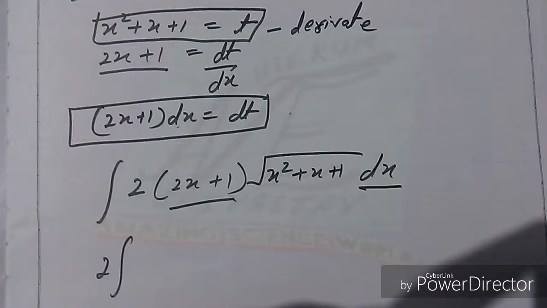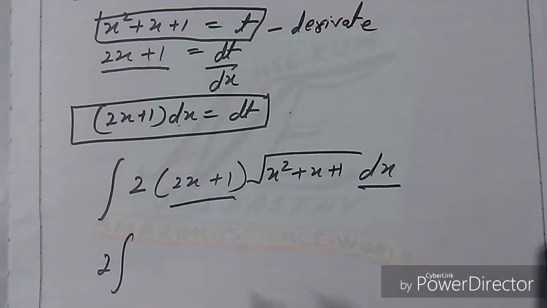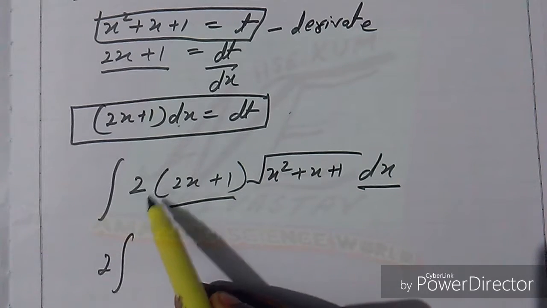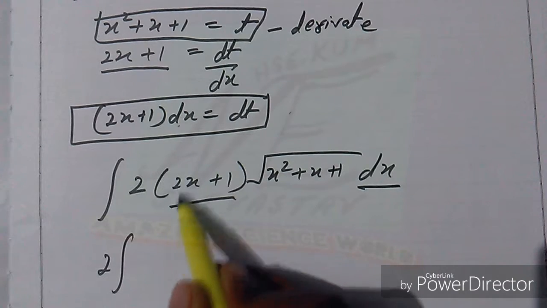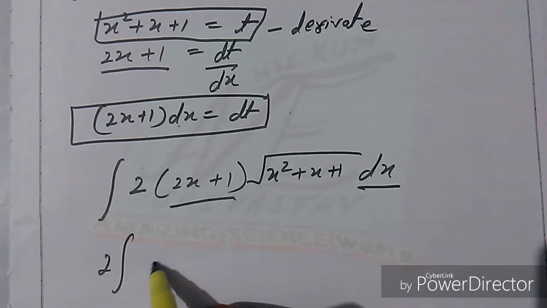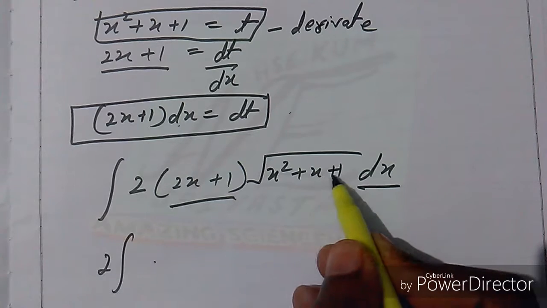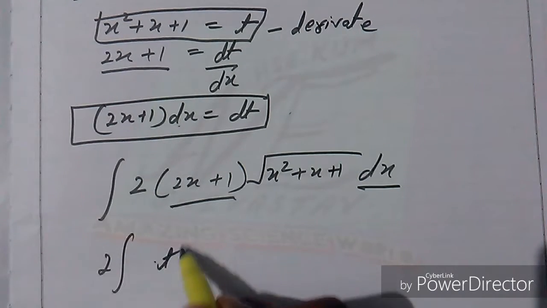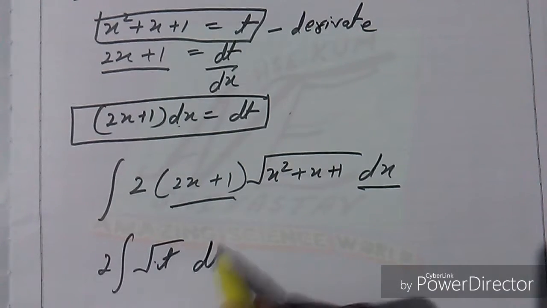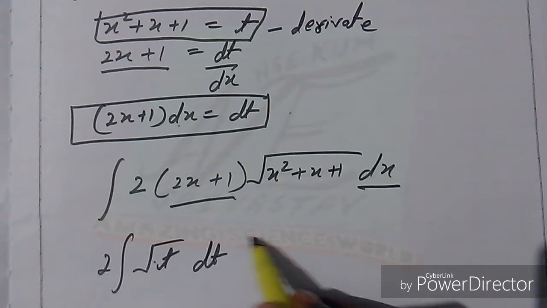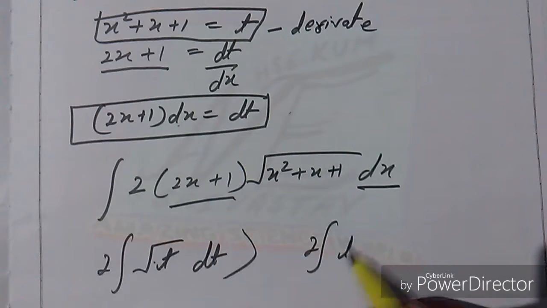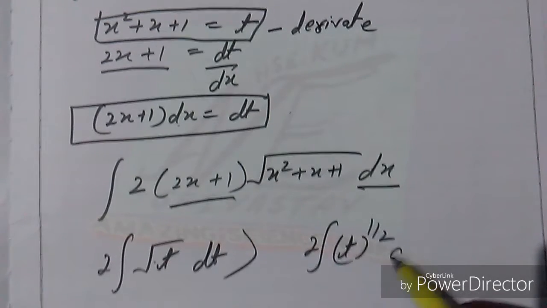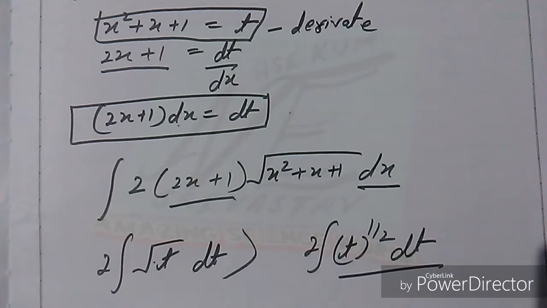And the 2 is a constant. Now we take it outside, and now we put the value of 2x plus 1 dx equal to dt, and x square plus x plus 1 is t, my friend, that is dt. Now we integrate this. First of all we solve it, that is t to the power 1 by 2. Now you integrate this equation and the answer will come.